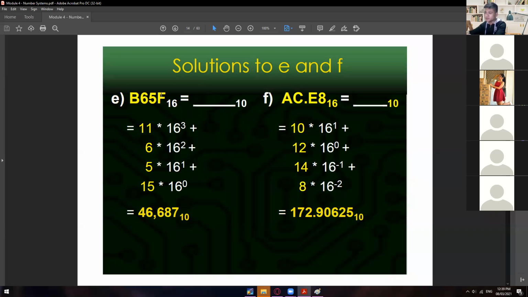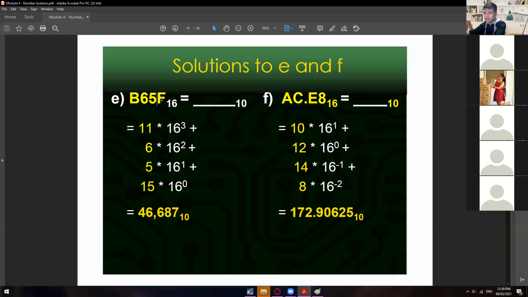All right, so here's the solution for letter E and F. So same process, okay? But in here, since we cannot multiply a letter to a number, we have to convert this letter into a normal number, which is 11. So B is equal to 11, and then F is equal to 15, okay? And then your multiplier here is 16 because we have a base of 16 right here, okay?